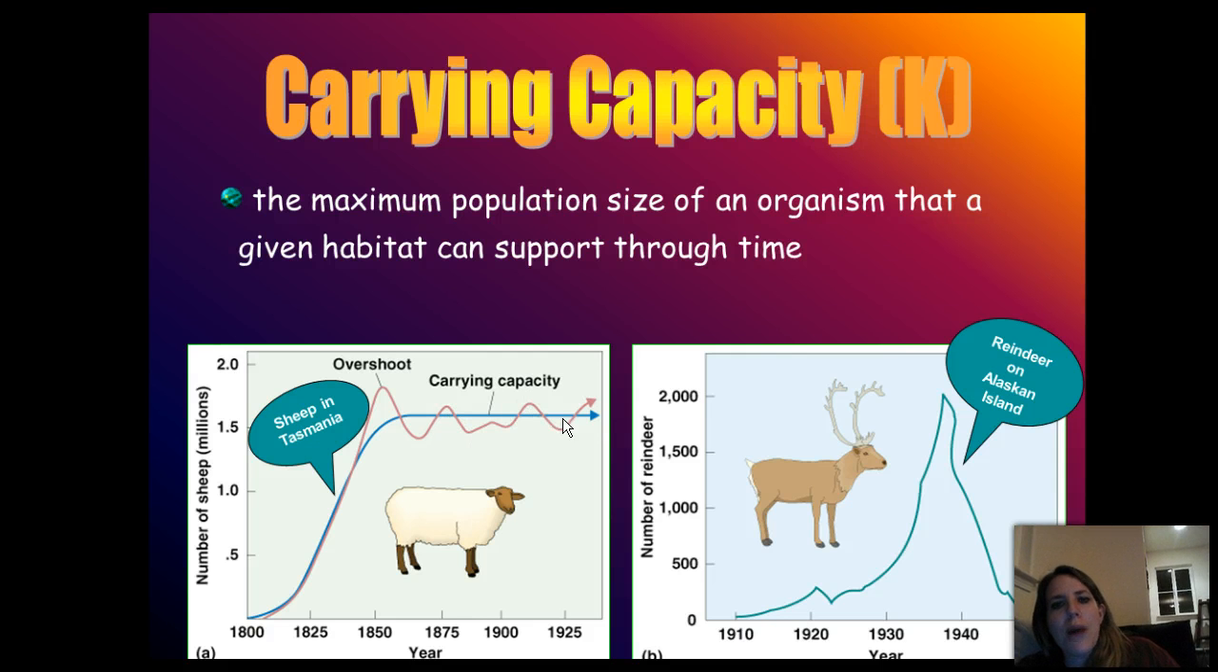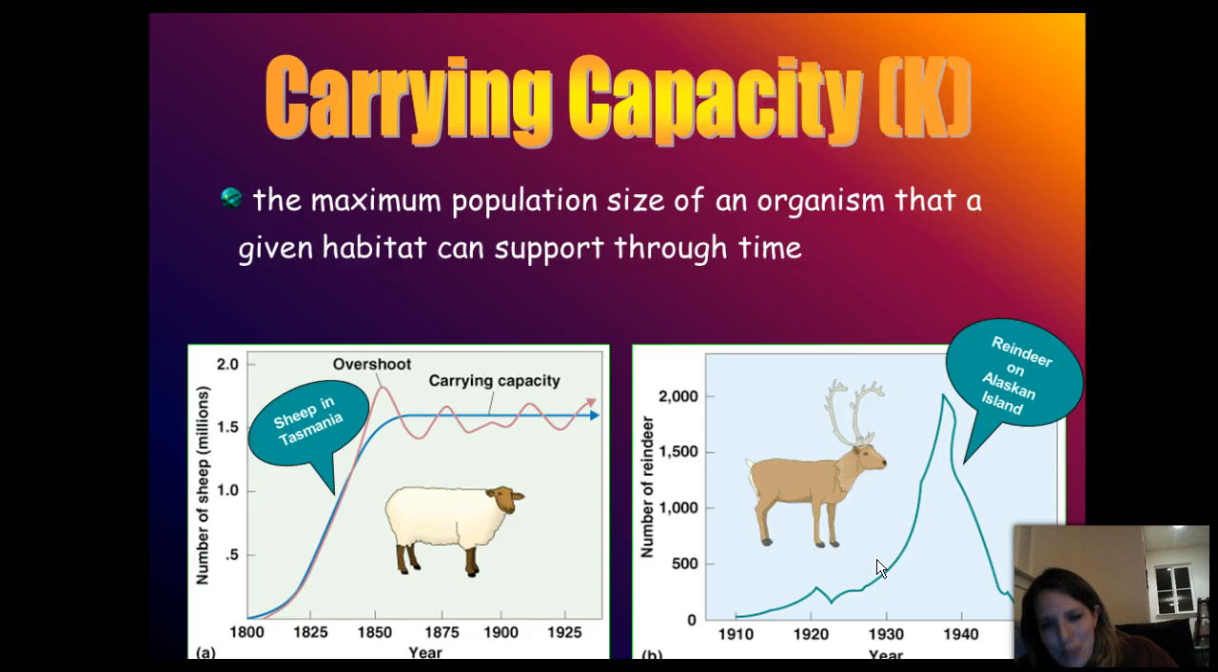And so you can see that the population size just bobbed along its natural carrying capacity, which in this case was about 1.5 million sheep. And all this happened very quickly. We're talking about a matter of, they were introduced about 1800, so about 125 years. That's kind of what you hope would happen with populations, but unfortunately it doesn't always happen that way.